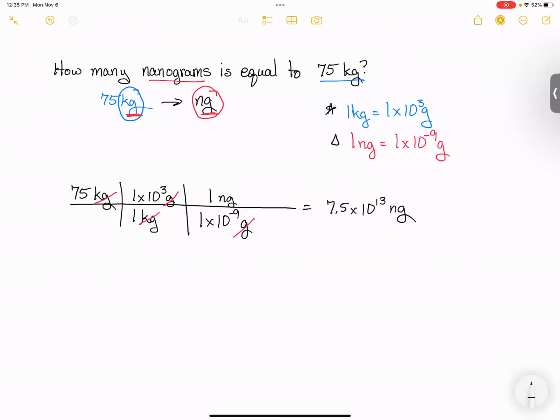Did that answer your question? So it's all about the unit. It's not about the number that's associated with the unit. It's all about canceling the unit. Questions?